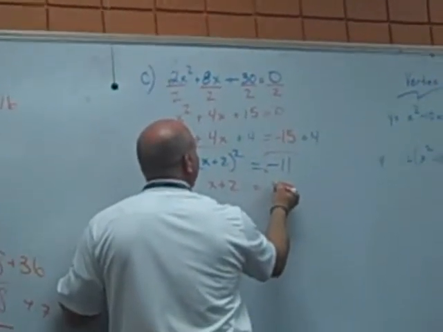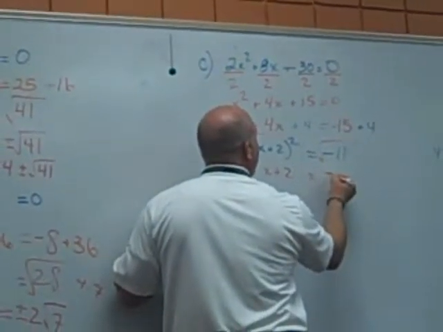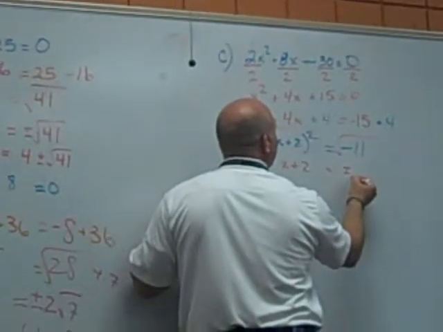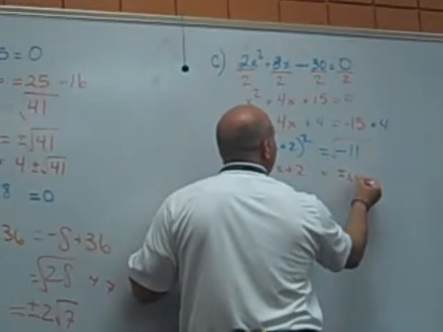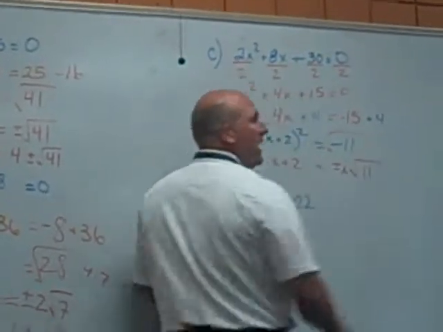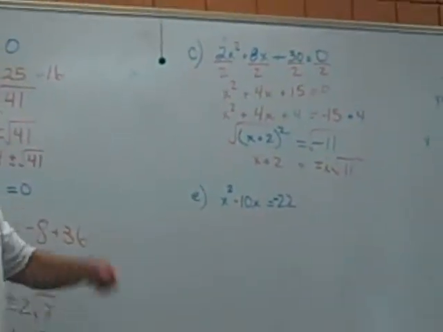Ooh. Imaginary number. Plus or minus 11i. Close. I square root 11. 11's not perfect. It's staying. My i is.